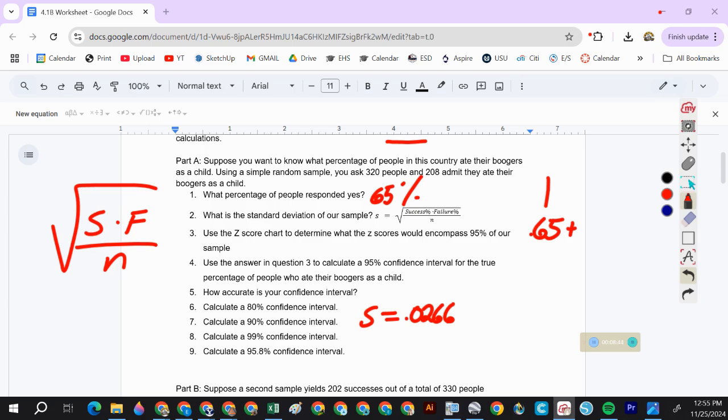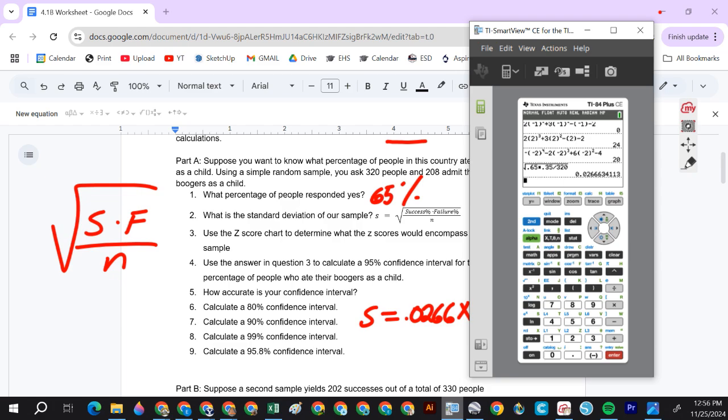So my standard deviation is 0.0266. I'm going to multiply this by 1.96. Now, in the future, if you do 2, that'll be good enough for 95. Okay? So I'm going to take my standard deviation and times it by 1.96. Now what do I do with that?